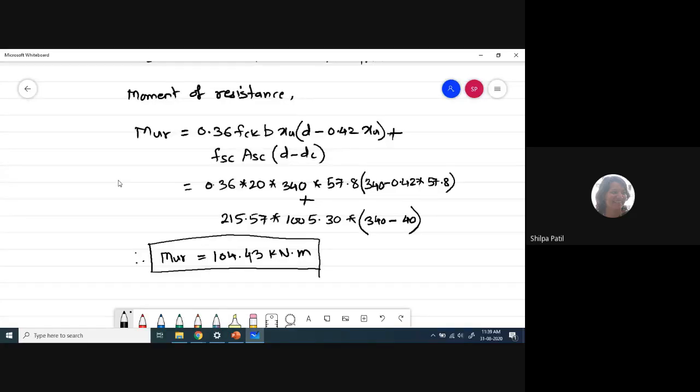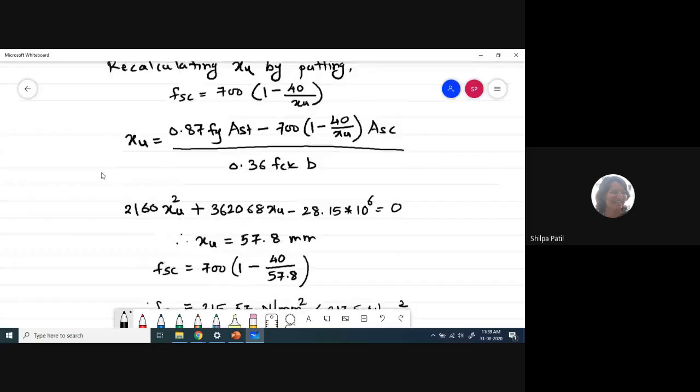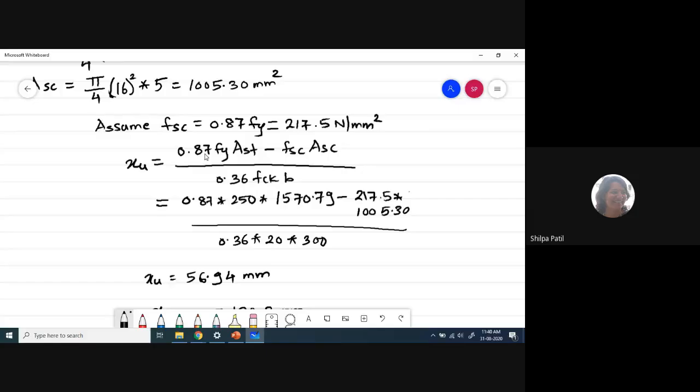So the process becomes a little lengthy when the initial assumption of FSC equal to 0.87 FY comes out to be wrong through the calculation. Is it clear? Both types of problems we have solved here. Yes, here we have calculated the FSC value again, but it is still less than 0.87 FY. But we have calculated the correct XU value now. Earlier, we directly assumed the FSC value as 0.87 FY, which is not coming true. 0.87 FY value we had taken as 217.5 initially.